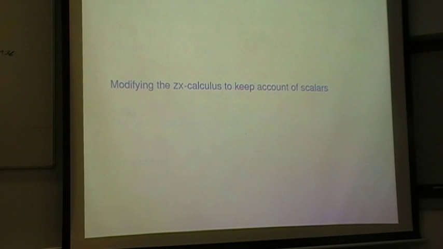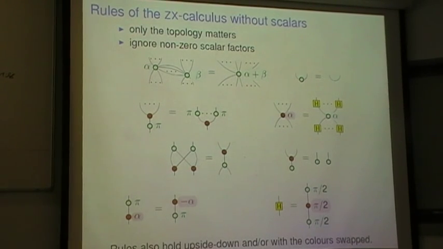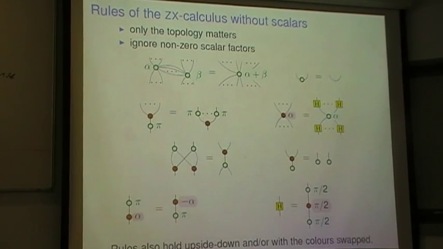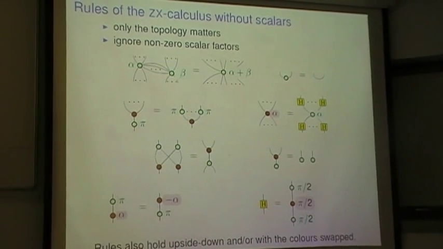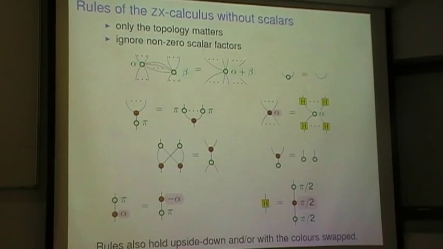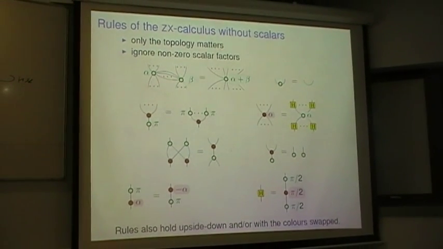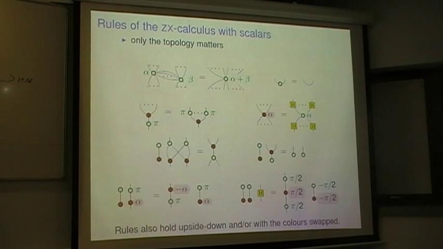So that's it for the background. I'm now going to move on to putting the scalars back in. First, this is again the slide that I showed before about the rules of the ZX calculus without scalars. And we're going to have to modify those rewrite rules. Obviously, we want to get rid of the rule about ignoring the scalar factors. But also some of the explicit rewrite rules actually only hold up to a non-zero scalar factor. So if we want to keep track of scalars, we're going to have to change them in this way.